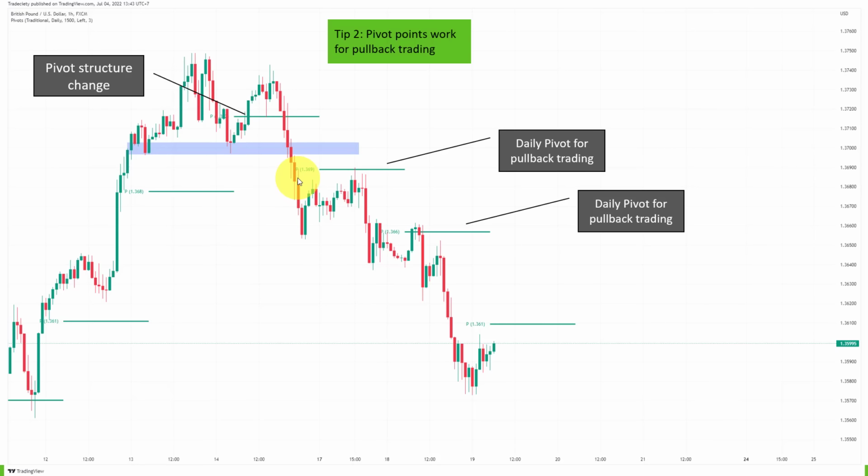So you can see how we can nicely combine momentum analysis, exhaustion analysis, breakout strength analysis, and then also if you're looking for a pullback approach, use the pivot points. They are very helpful in this regard as well.